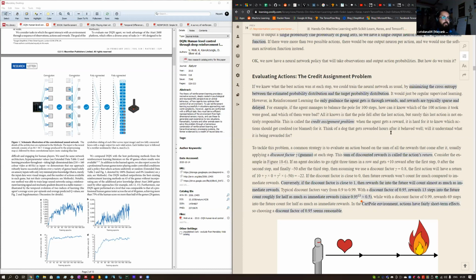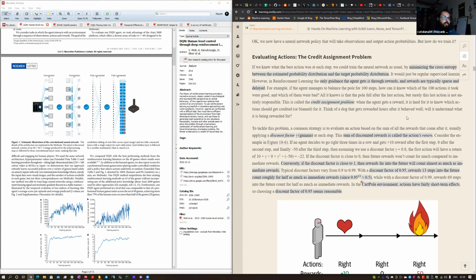But if we take this cart pole balance for 100 steps, then how can we know which of the 100 were good or which of them are bad, and which pole fell at the last action? So the last action should not be entirely responsible. And here there's a class of MDPs, that's POMDPs, partially observable, in which we use this.